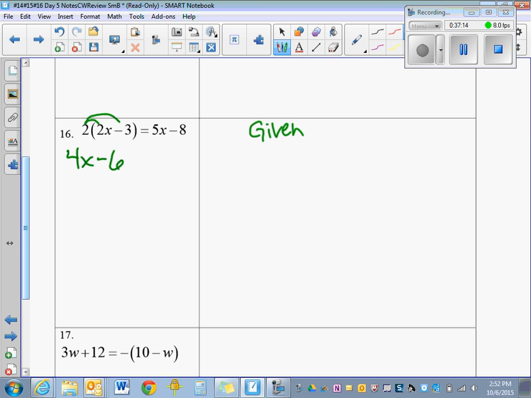Yes, this is your homework. Equals 5x minus 8. This is the distributive property.